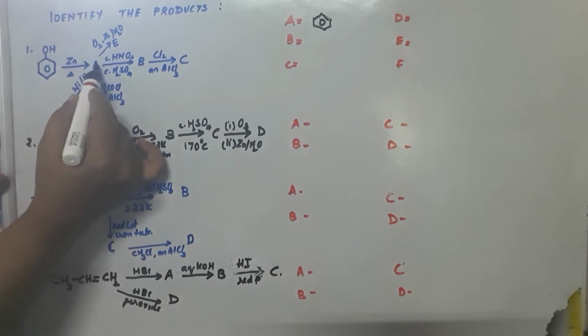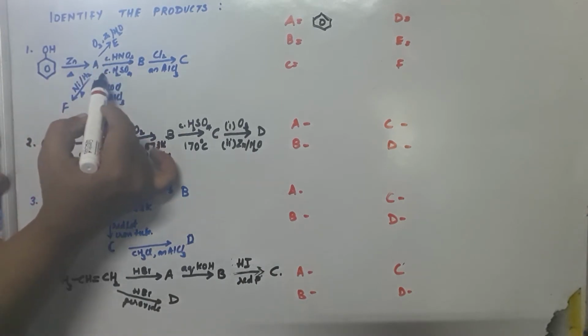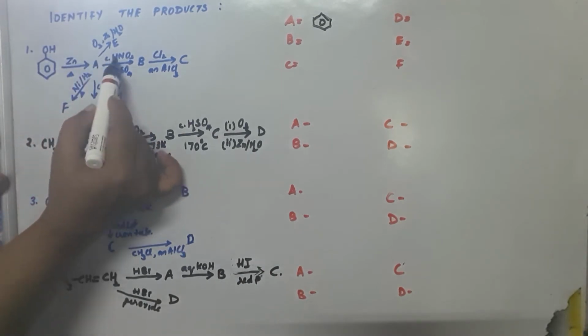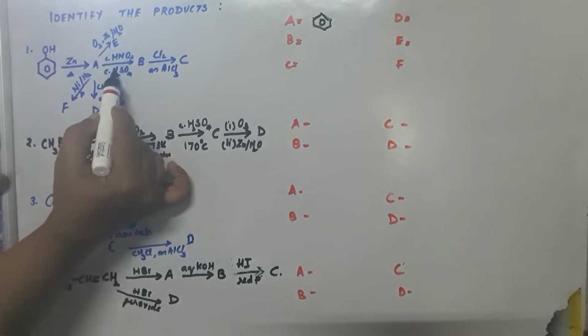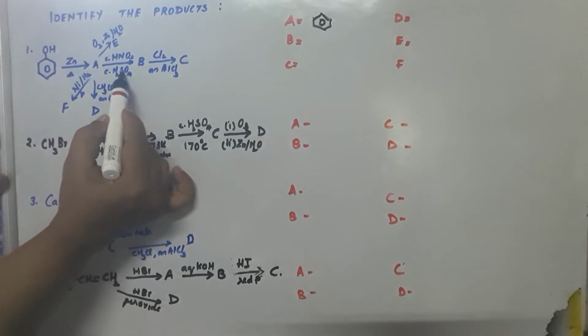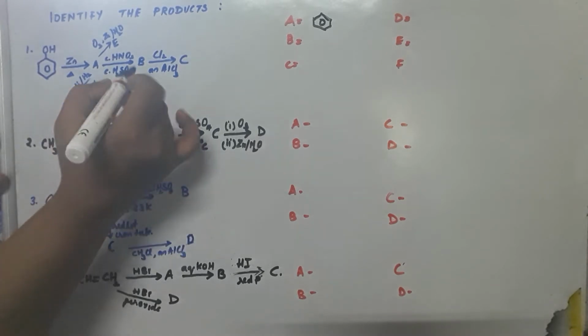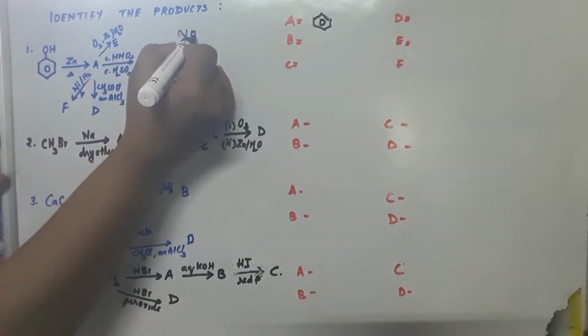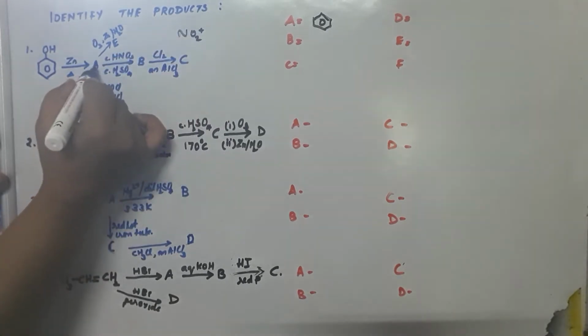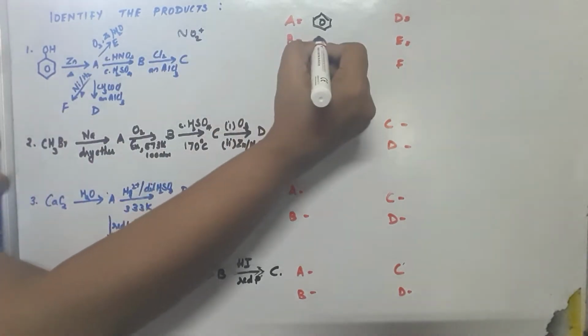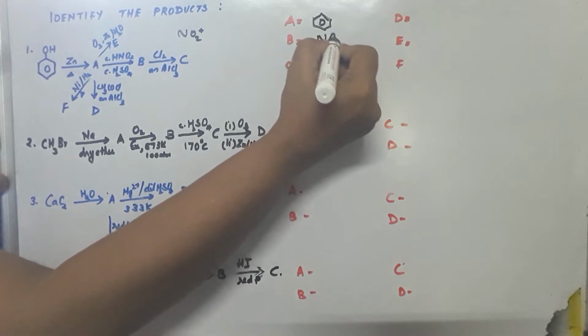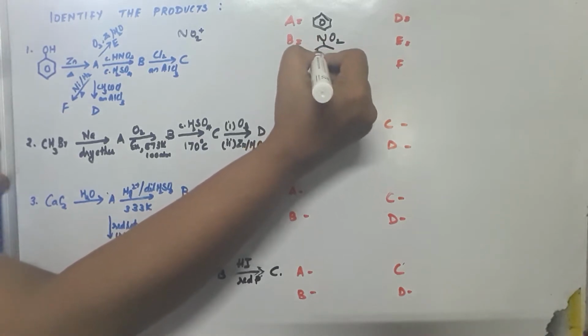Now this benzene is subjected to concentrated nitric acid and concentrated sulfuric acid. We know that this reagent is a nitrating mixture. The nitrating mixture will furnish NO2+, and that will be substituting on the benzene. So B is nitrobenzene. NO2 comes on benzene and we get the product nitrobenzene.